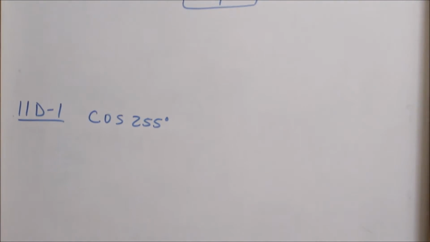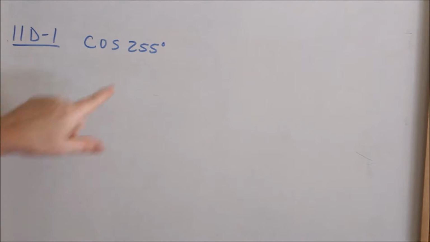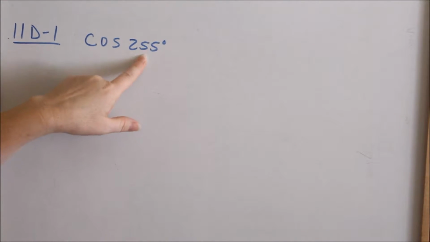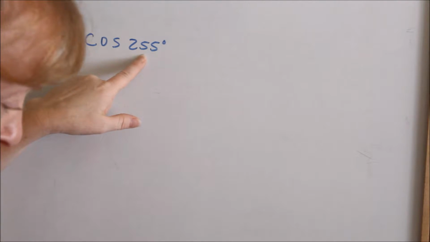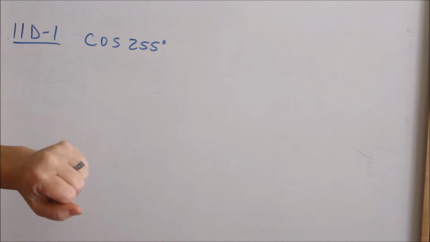Okay, now we're going to be looking at 11D1, the same thing. We're going to basically change this into adding of two numbers or subtracting two numbers, and those two numbers need to be familiar angles, either 30, 60, 45, or they have a reference angle of 30, 60, 45. Okay, I need to point out that there is more than one way to do this problem.